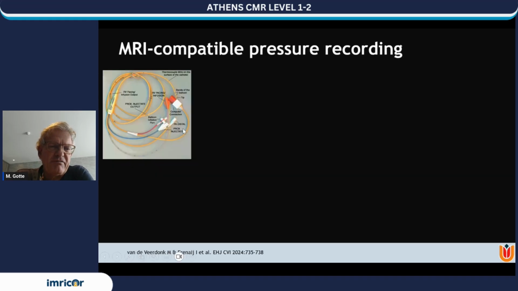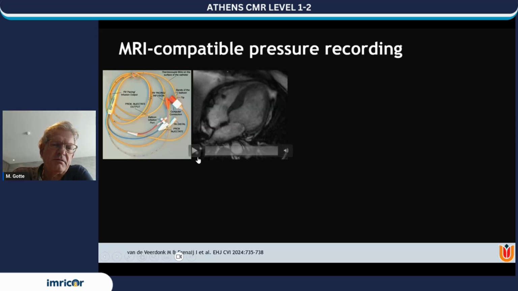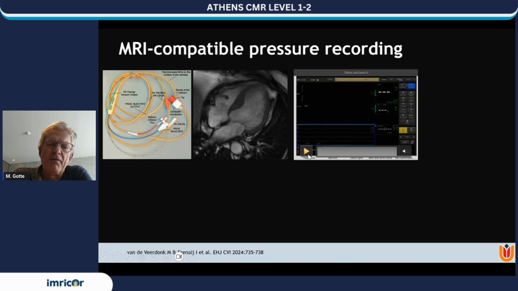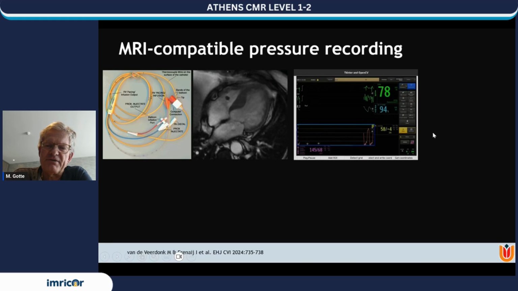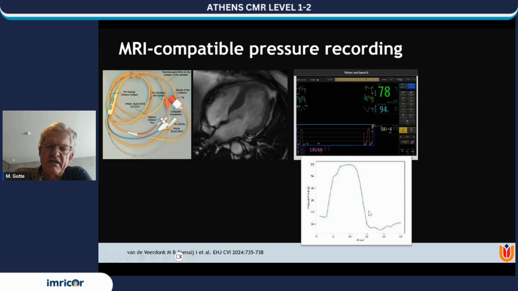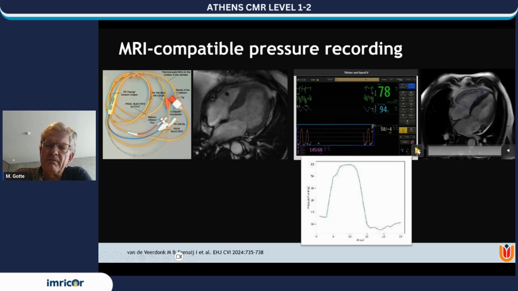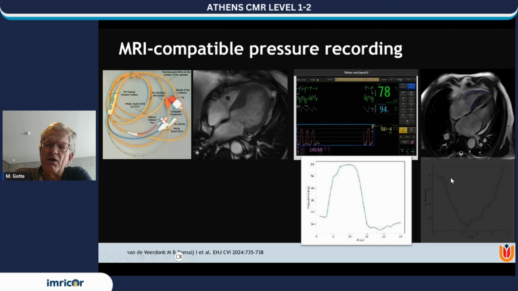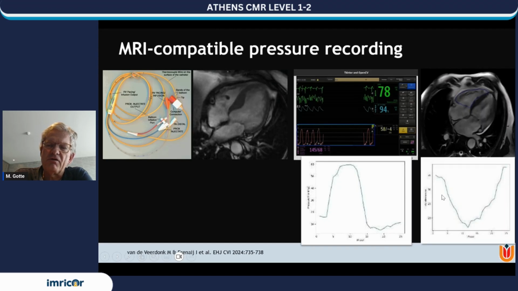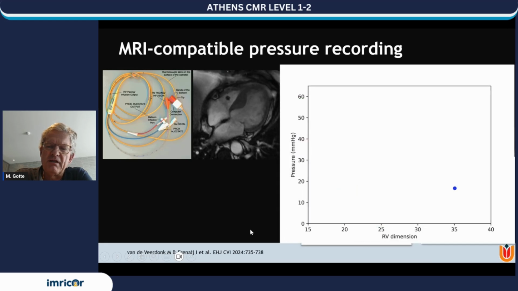For this purpose, we use a conventional Edwards catheter, which is MR compatible, with a pressure sensor which is MR compatible. We advance the catheter into the heart. We measure the pressures using the MR400, which is seen over here. This is the right ventricular pressure. We measure the change in pressure. We measure the change in volume. And based on this, we construct, this is the change in volume, we are able to construct pressure volume loops. And this is an example of how we do this.